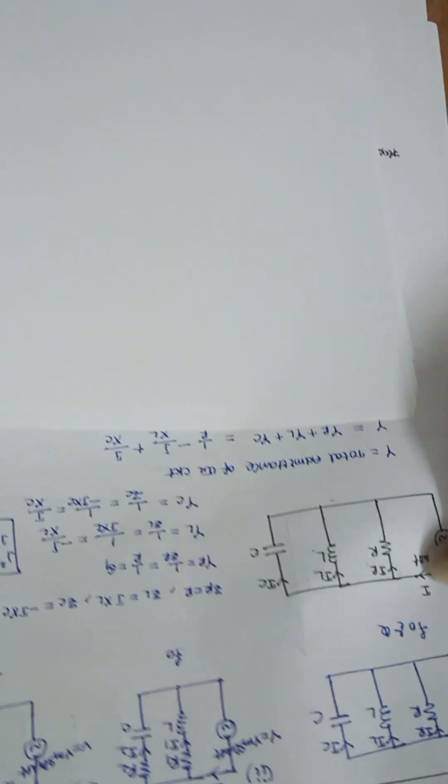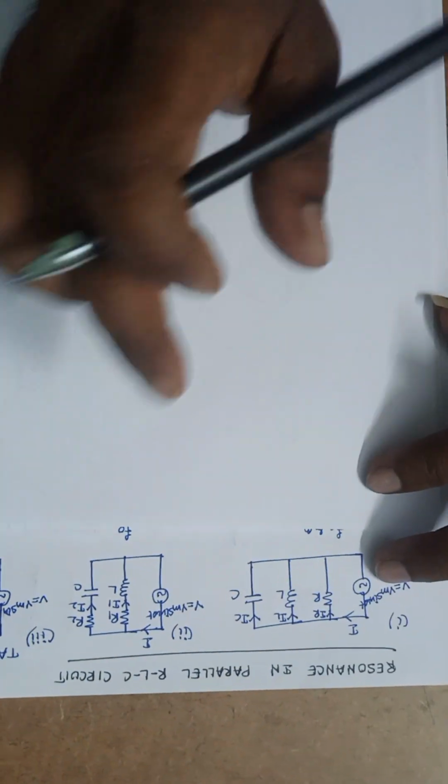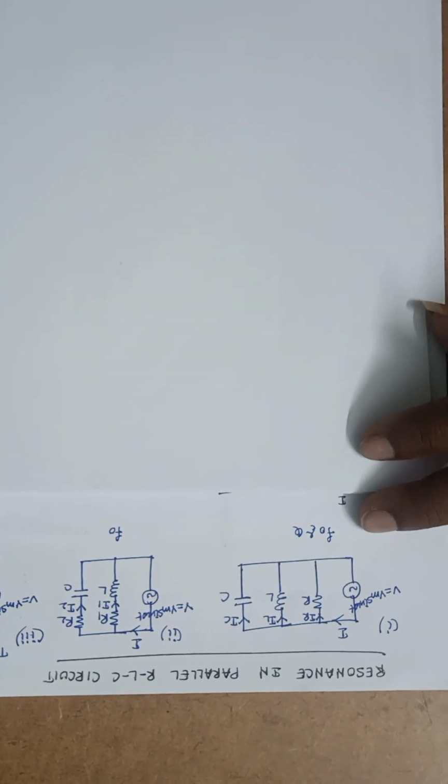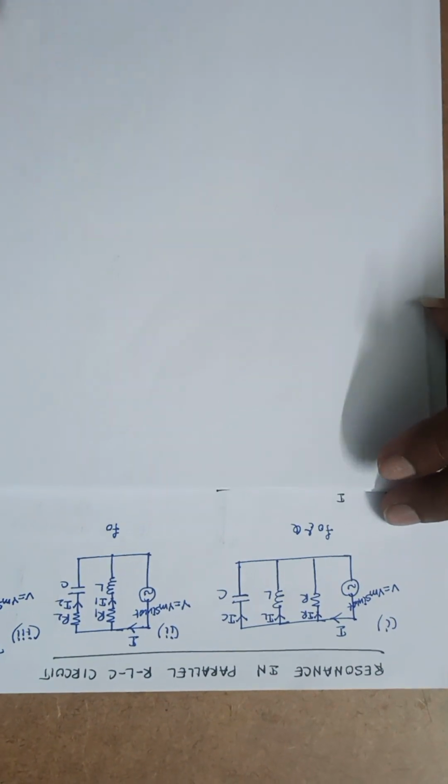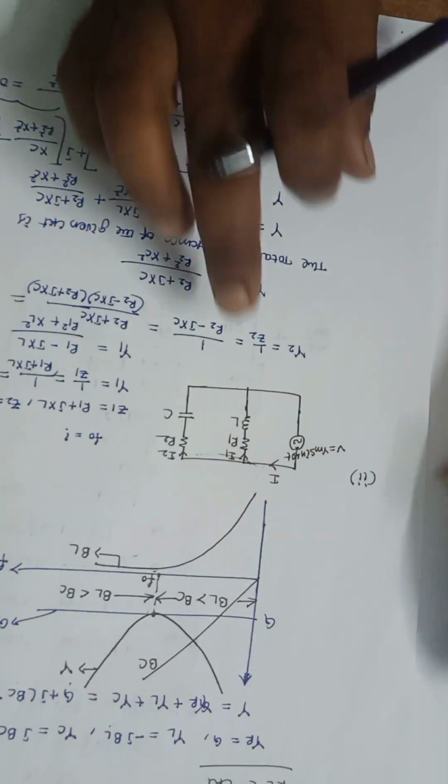Next is another circuit. What is that circuit? The tank circuit. It is an important circuit. For this type of circuit, how to find the resonance frequency along with the quality factor. Also, I forgot to draw the phasor diagram for this circuit. Let me draw the phasor diagram.